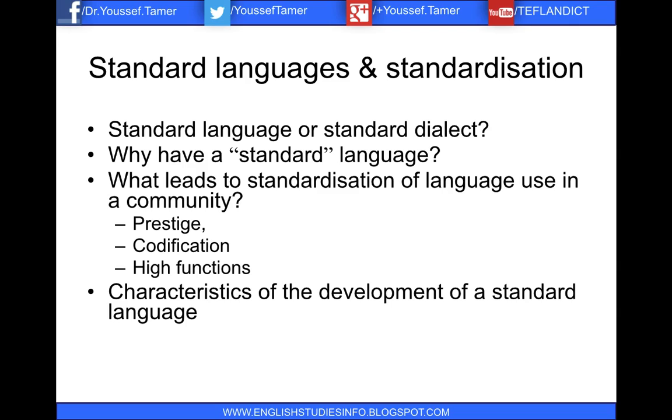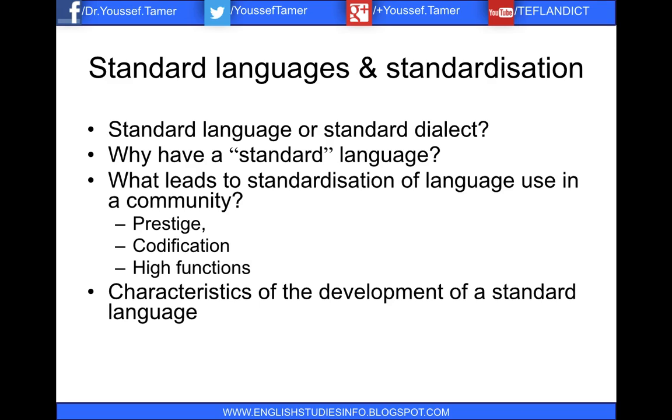Now, this is the meaning of standardization. You take a dialect that is prestigious, and then this dialect that is prestigious, you codify it in the sense that you create books. You use it for printing books, novels, poems. Also, you can use it to describe its grammar, its phonology, its syntax, and so on and so forth.